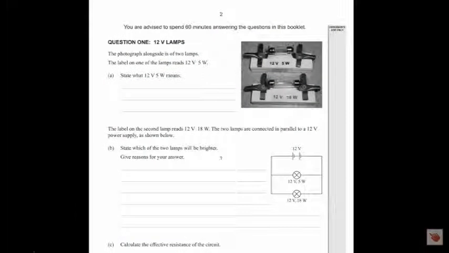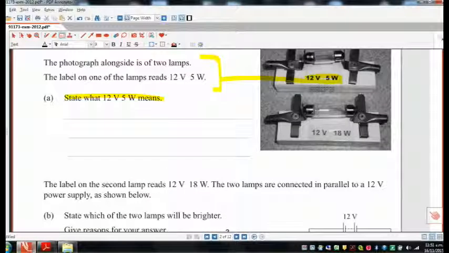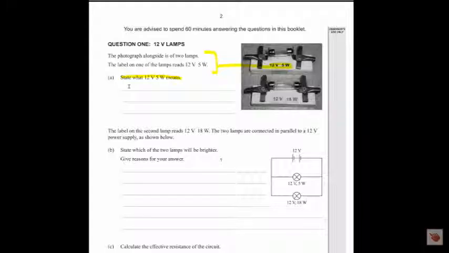So let's take a look at question number one, and let's give ourselves a goal. It says here to state what 12 volts and 5 watts means, and it's making it clear that we're referring to this item right here. So we can go ahead and take a look at our strategy, and we've got to track data now. The data that we're presented with in this question is very simple. It's 12 volts and 5 watts. So there's really not much data to track here.